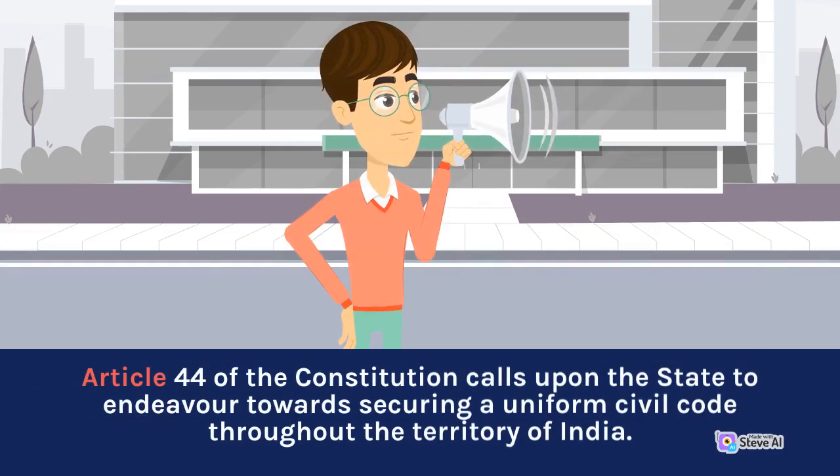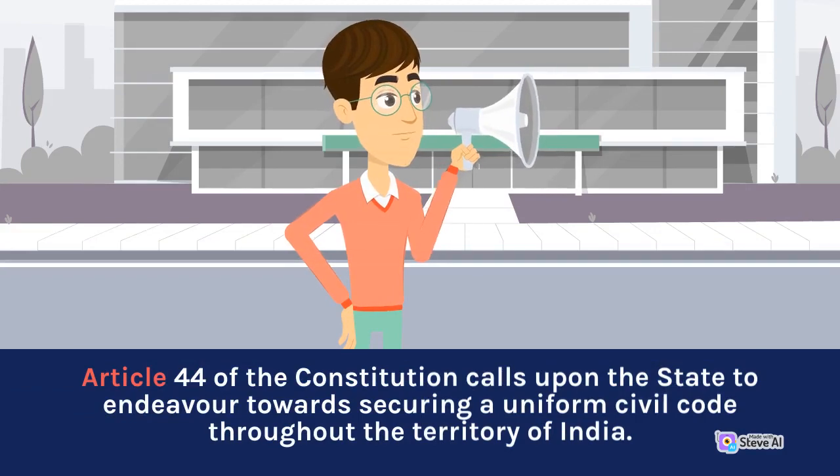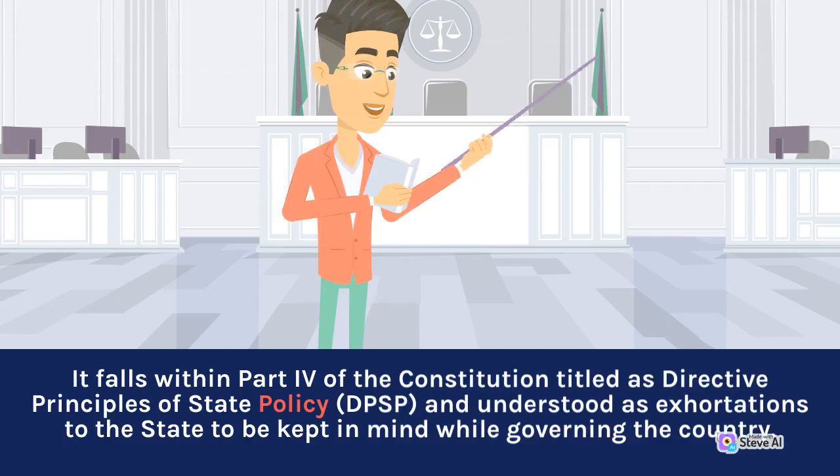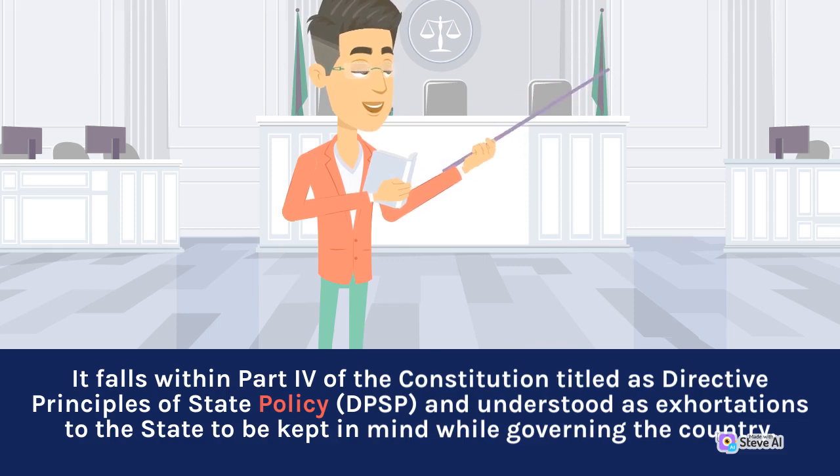Article 44 of the Constitution calls upon the state to endeavor towards securing a uniform civil code throughout the territory of India. It falls within Part 4 of the Constitution titled Directive Principles of State Policy, DPSP, and understood as exhortations to the state to be kept in mind while governing the country.